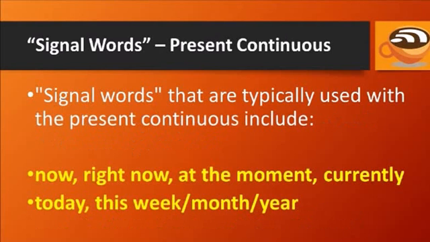Signal words that are typically used with the present continuous include now, right now, at the moment, currently, today, this week, this month, and this year.